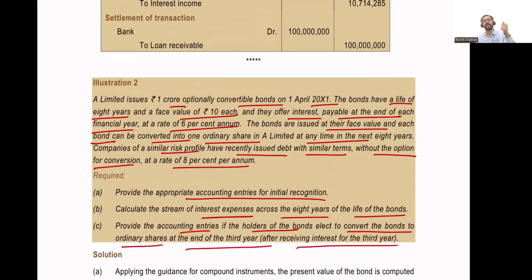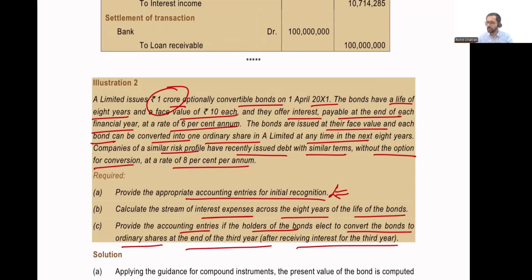Firstly, clearly you should identify that this is a compound financial instrument because the entity has an obligation to issue cash, and it also has an obligation to issue a fixed number of equity shares. Therefore this will be classified as a compound financial instrument. At initial recognition, we have to calculate the split of the amount of 1 crore. Remember we have issued 1 crore worth of bonds. Therefore, we have to split this 1 crore into liability value and equity value.